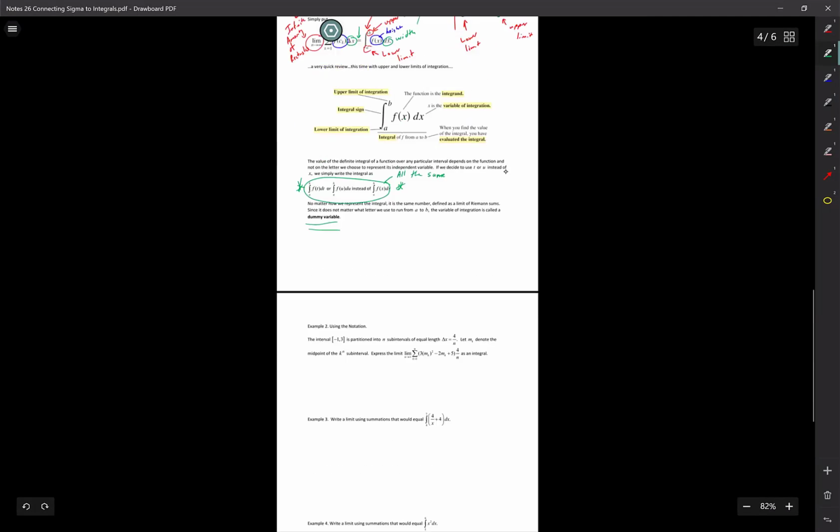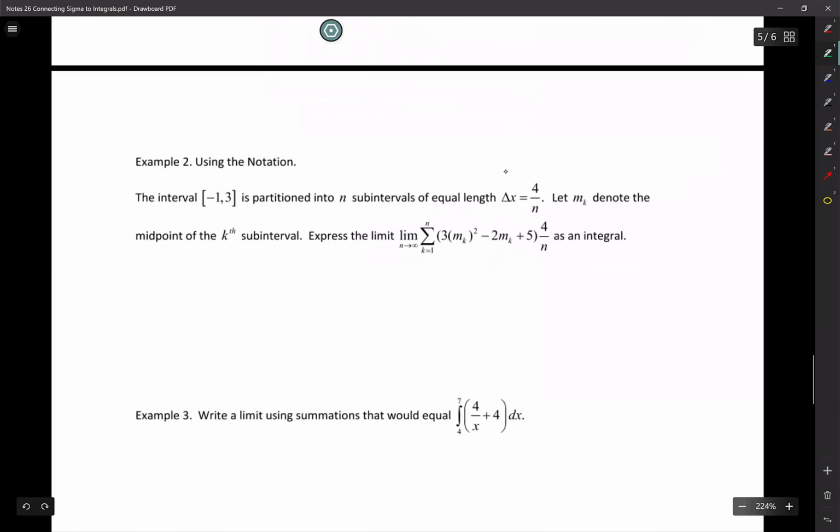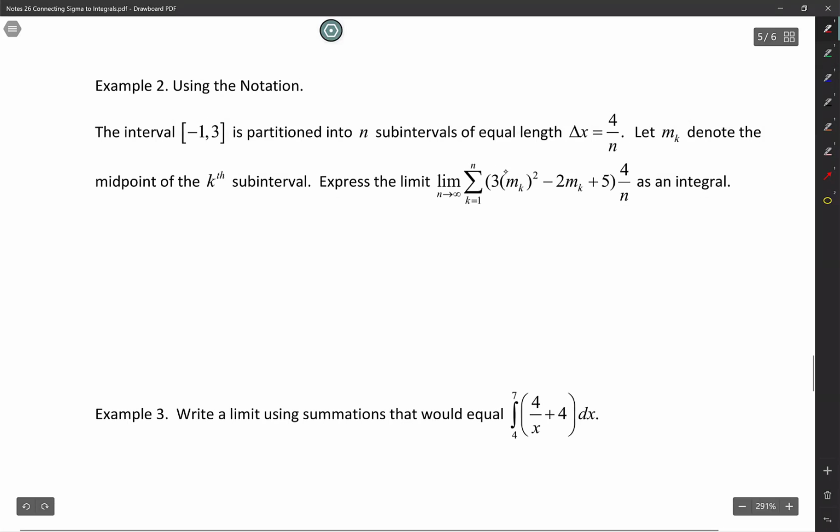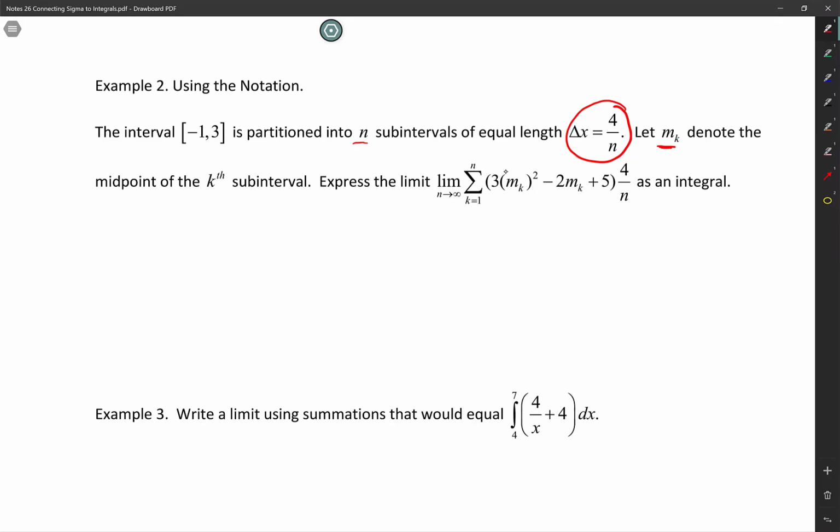Okay, guys, let's see if we can do some of this. I think example 2 is easy, but you guys will tell me. So let's see what example 2 says. The interval -1 to 3 is partitioned into n sub-intervals of equal length. And here's my delta x. Let m of k denote the midpoint, so they're using MRAM instead of RRAM, of the kth subinterval.